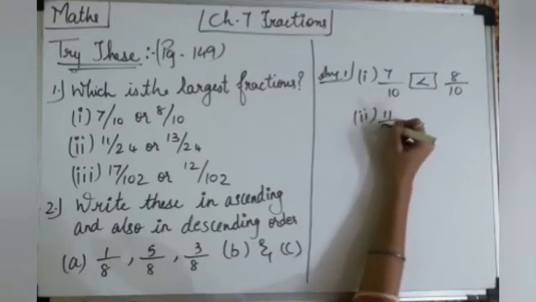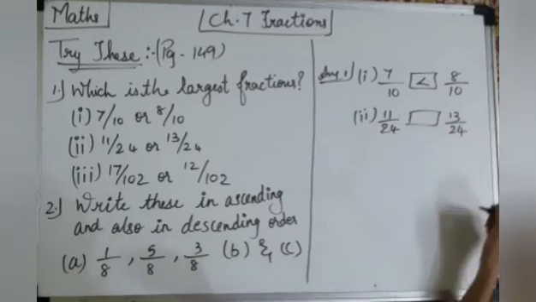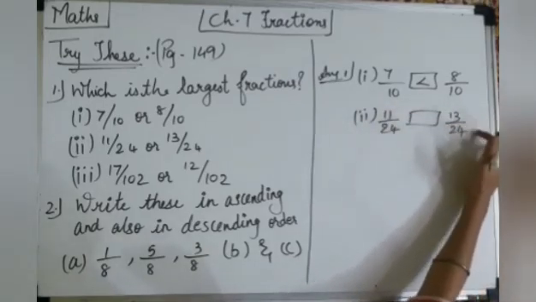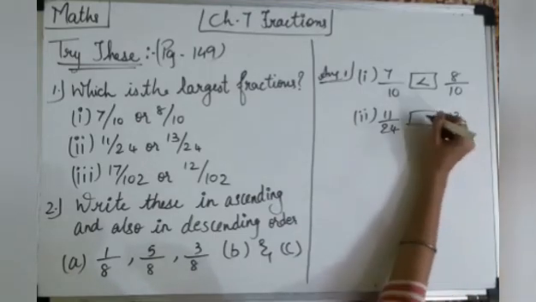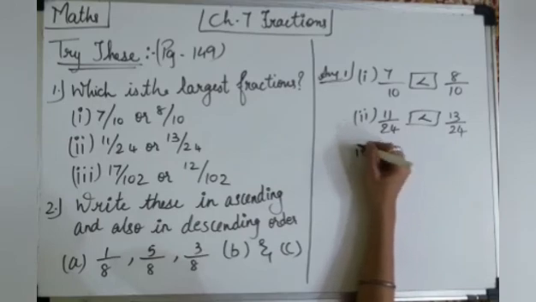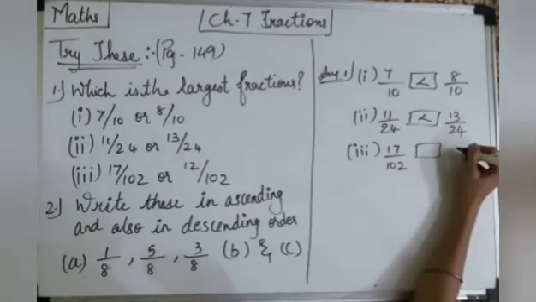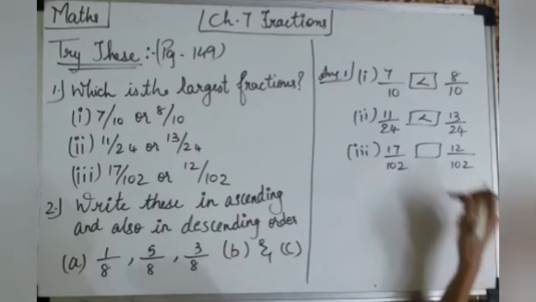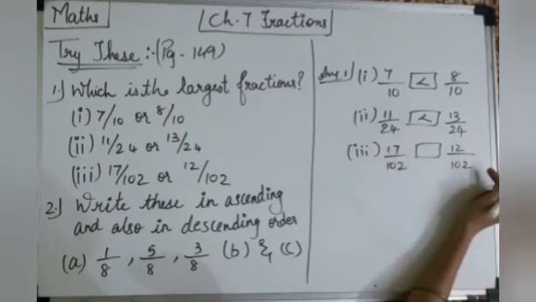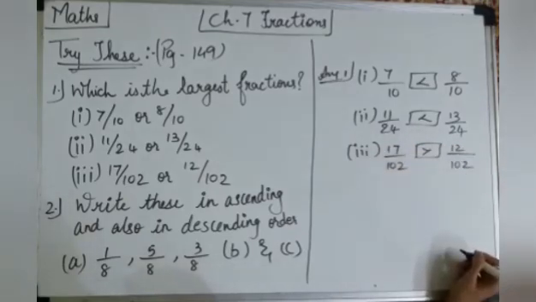Then 11 upon 24 and 13 upon 24. Which is the largest, the greatest one? 13 upon 24. Okay. Third one: 17 upon 102 and 12 upon 102. Denominators are the same. Which is the bigger number? 17 or 12? 17. So this fraction is the largest fraction, right?